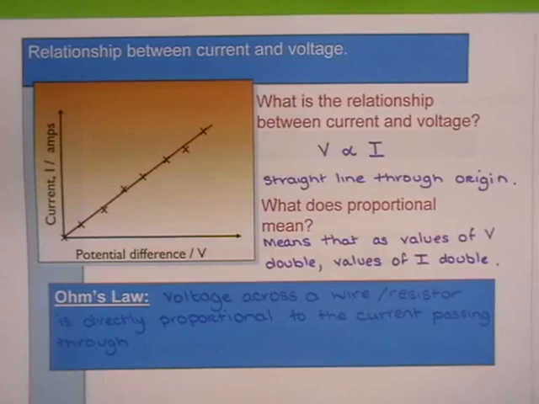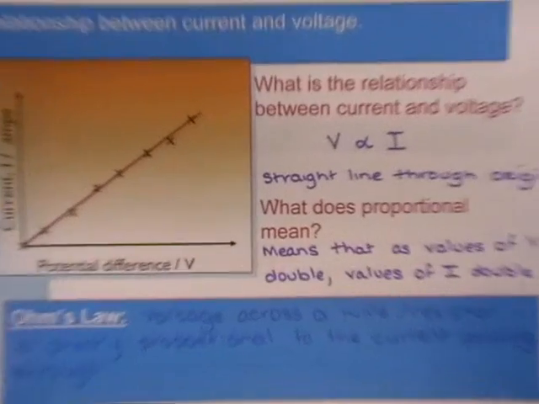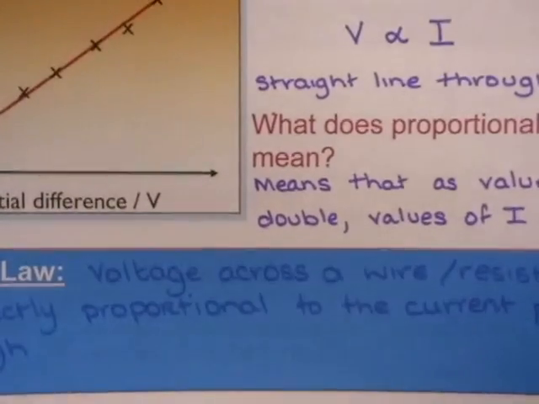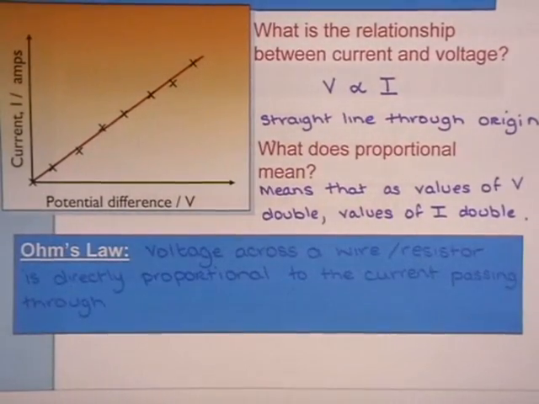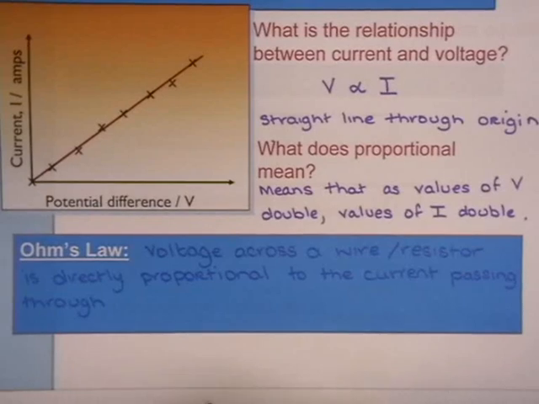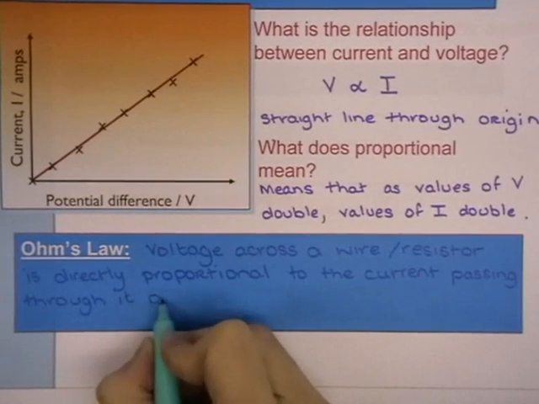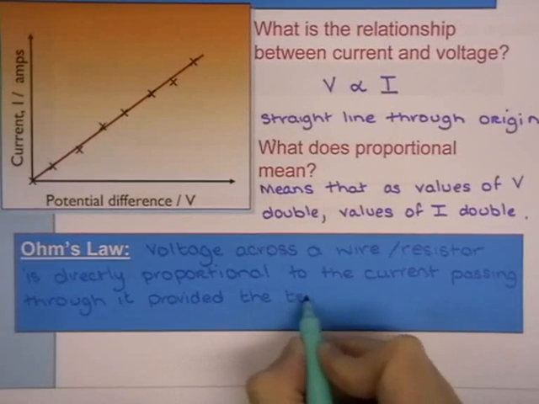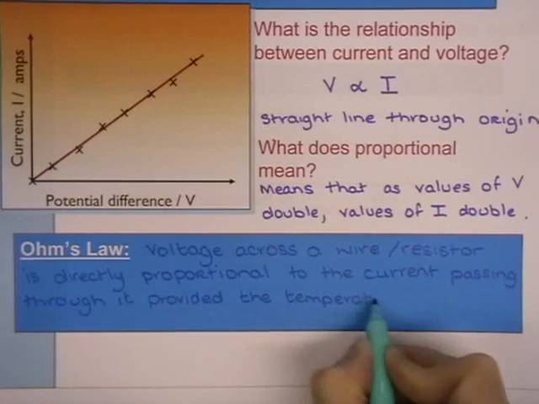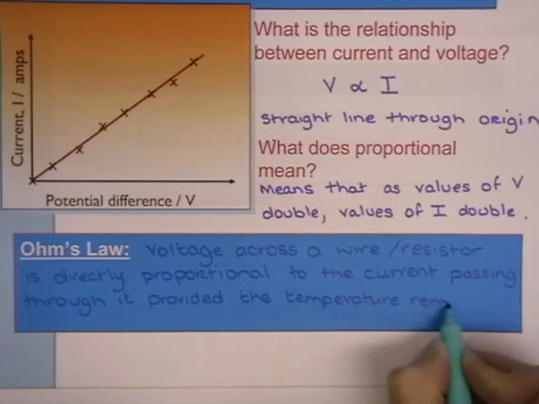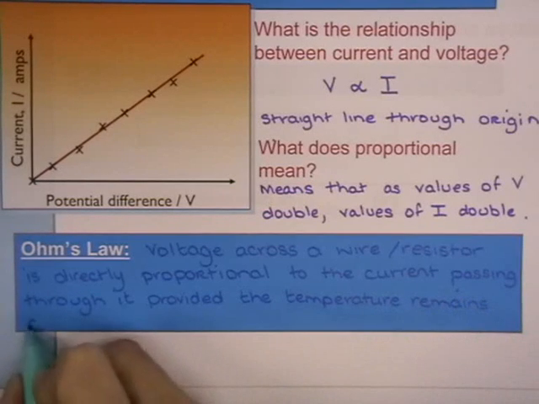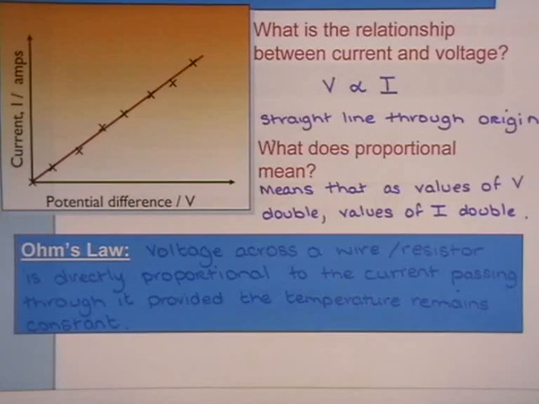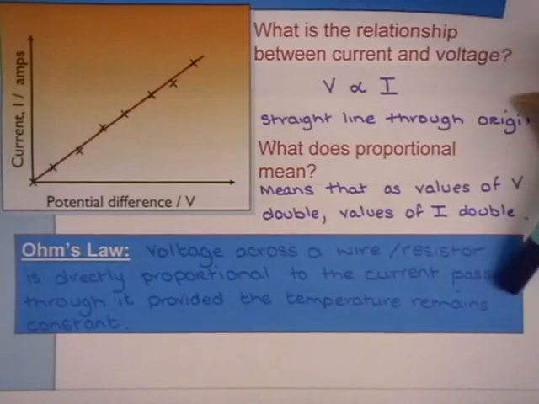Now there's a provided part to this. I might just scan in this a little bit so that you can see this a little bit better. So voltage across a wire or resistor is directly proportional to the current passing through it. And the provided bit is that provided the temperature doesn't change or the temperature remains constant. Now that's very important, because if the temperature does increase, that generally means an increase in resistance, and you won't have a direct proportion relationship there then.